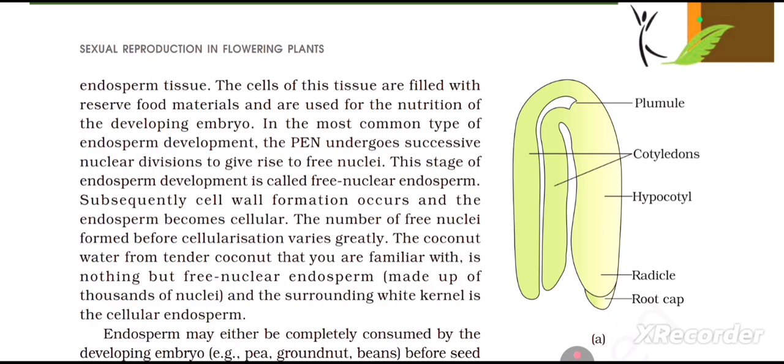The number of free nuclei formed before cellularization varies greatly. The coconut water from tender coconut that you are familiar with is nothing but free nuclear endosperm made up of thousands of nuclei, and the surrounding white kernel is the cellular endosperm.